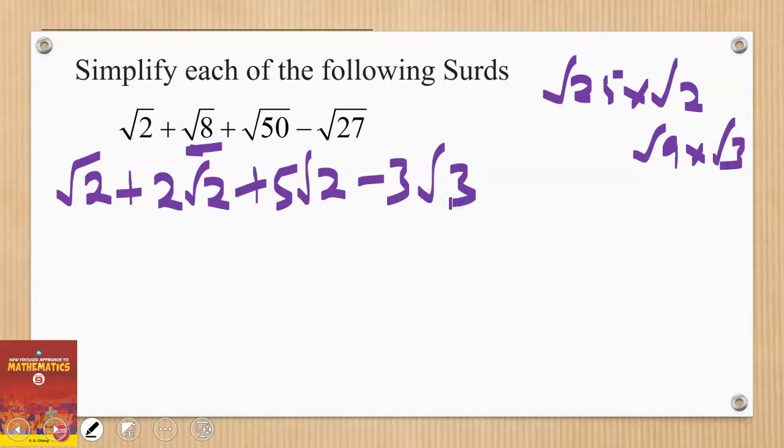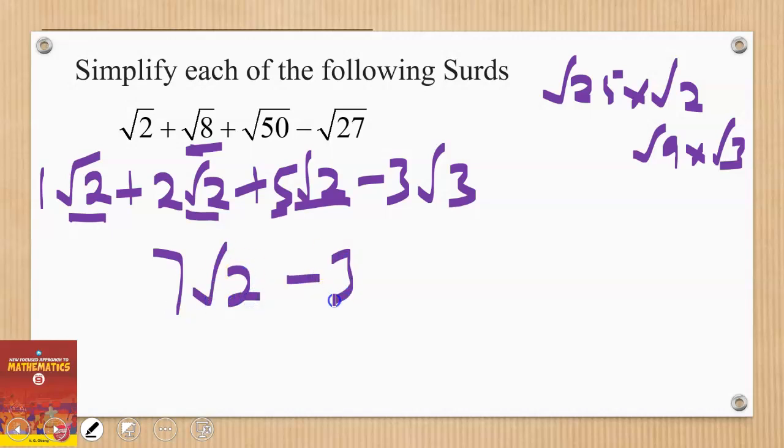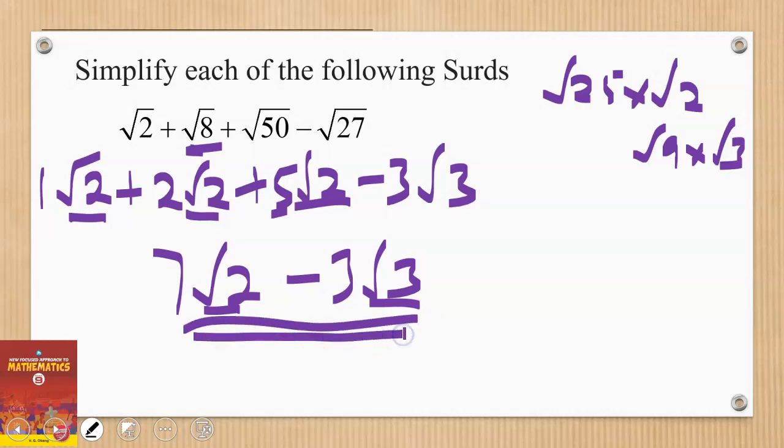Now we want to simplify this. Since this is root 2 and this is root 2 and this is root 2, we can now add them, to say that here is 1 plus 2 making 3, plus 5 making 8, so 7 root 2. Okay, then minus 3 root 3. Now since root 2 and root 3 are not the same, we cannot add or subtract these any further. So this becomes our answer.